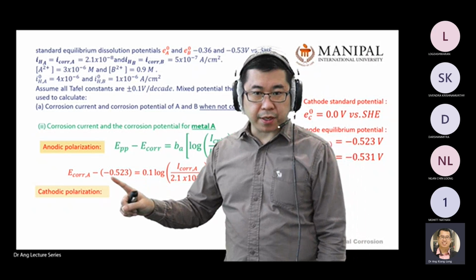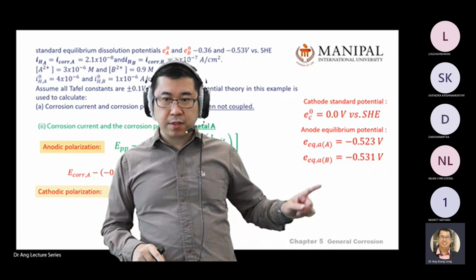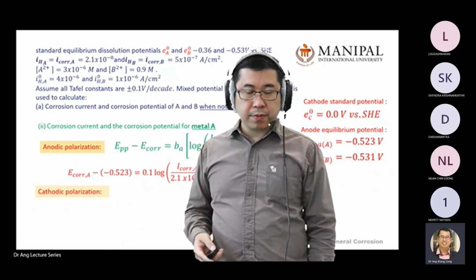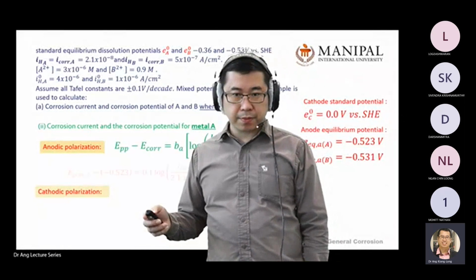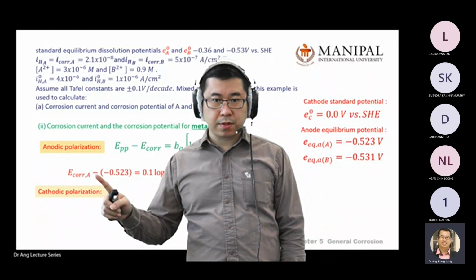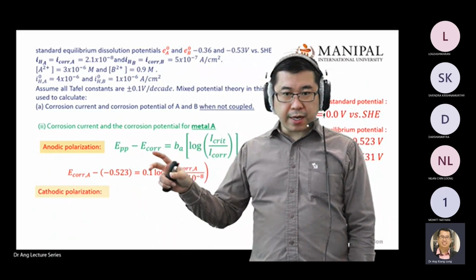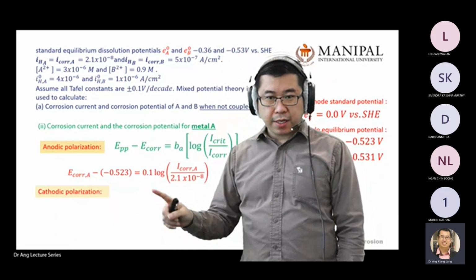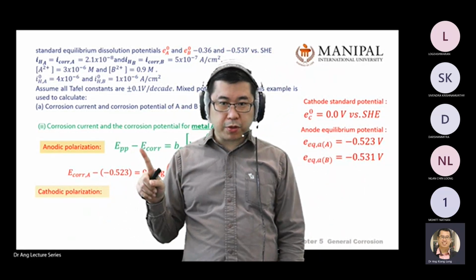I think I have moved something. This one I maintain. This one is equivalent potential. Passive potential. Minus. Okay. Yeah, there is some mathematical rearrangement here. We want to find the potential corrosion for A. So we just modify a little bit.